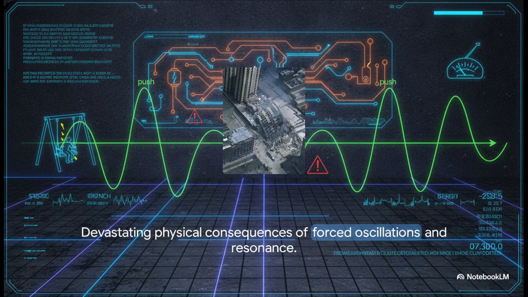But in an electrical circuit, resonance gives us the maximum possible current, which is incredibly useful for things like tuning radios or maximizing power transfer, as long as it's properly managed.